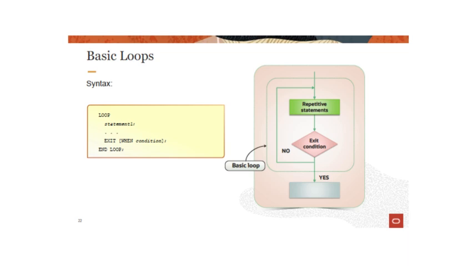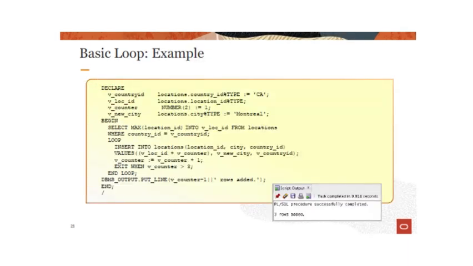A basic loop allows execution of its statements at least once, even if the exit condition is already met upon entering the loop. Without the exit statement, the loop would be infinite. The basic loop example shown in the slide is defined as follows. Insert 3 new location IDs for the CA country code in the city of Montreal.